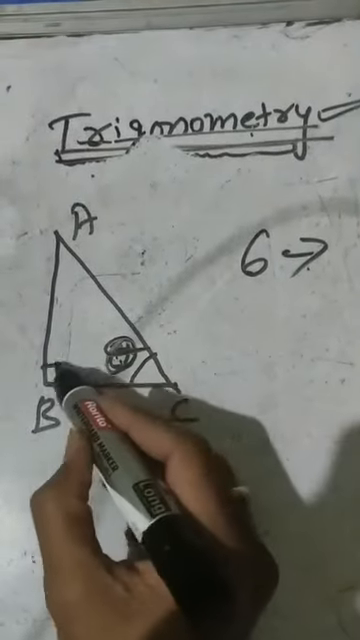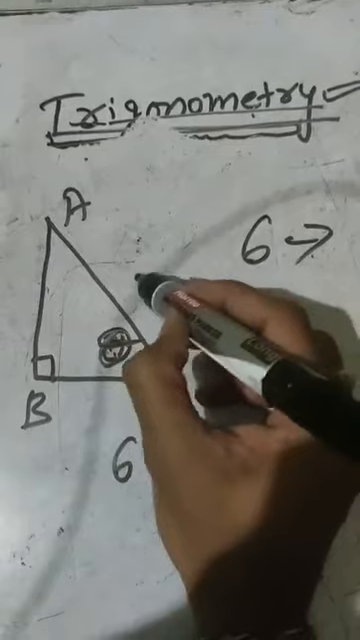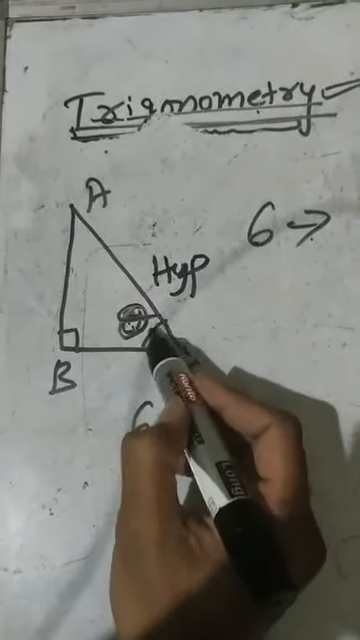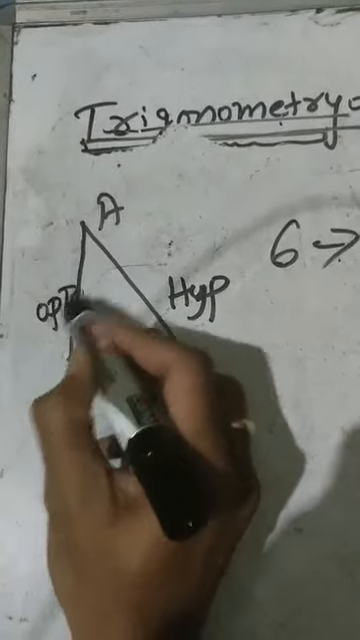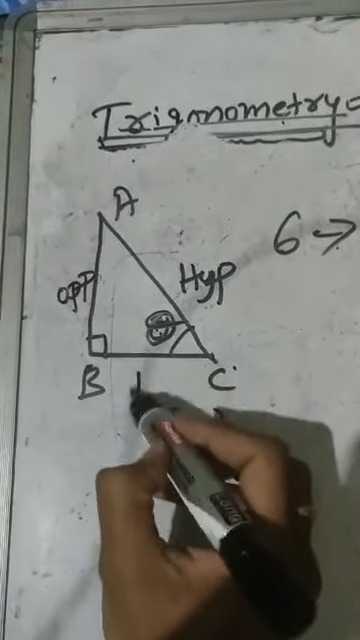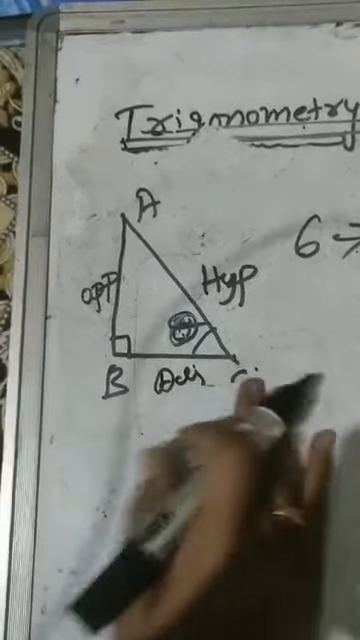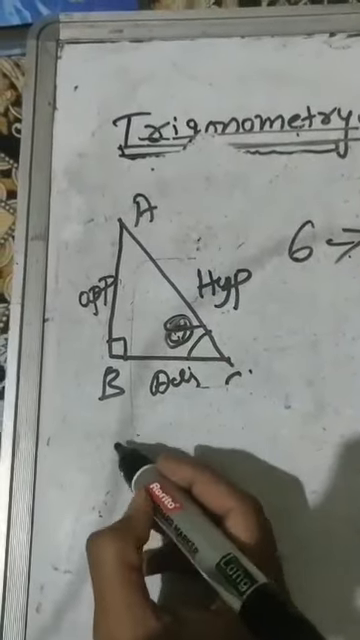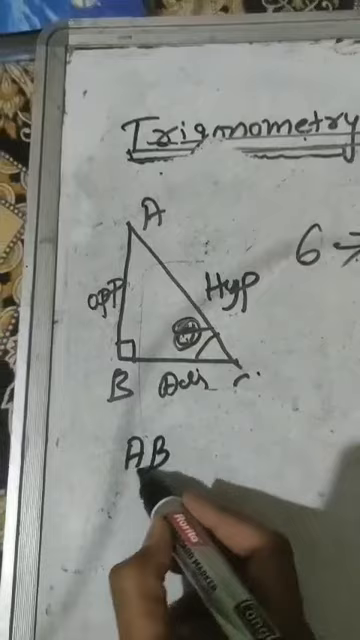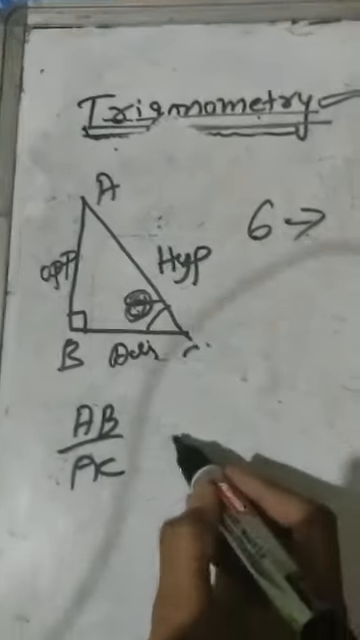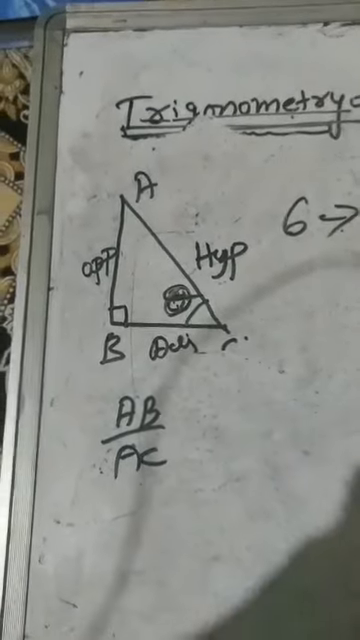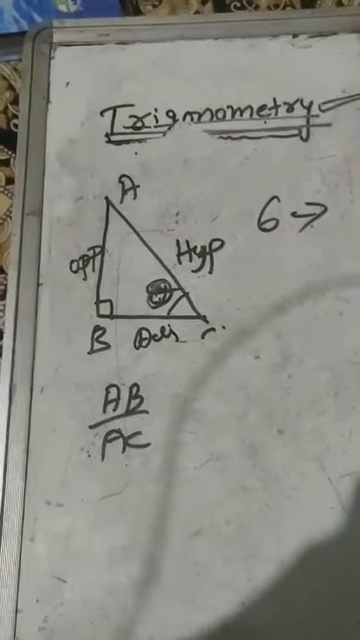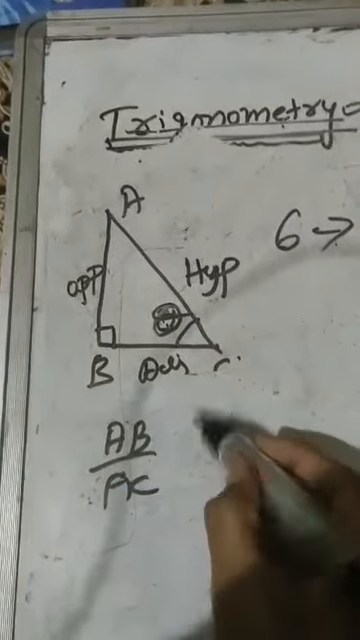Here the right angle is B, so this will become the hypotenuse. Here theta is the marked angle, so this will become opposite, and this will become adjacent. First we have to write the first ratio, that is AB by AC. We have to write the ratios for the sides of a triangle.